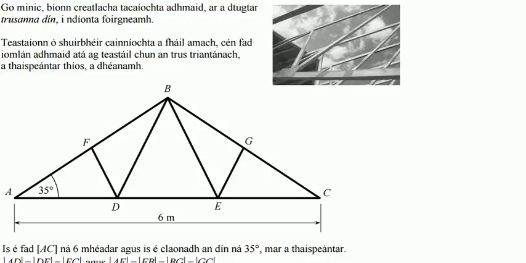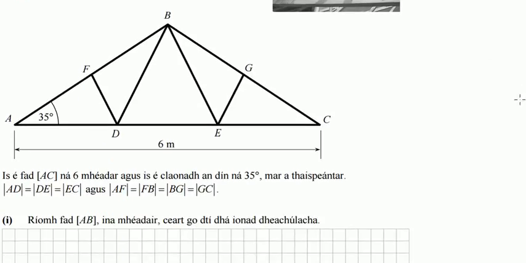In this question, we're asked to find the total amount of wood that we need to construct the roof truss. So first of all, looking at our diagram, we're given two different measures. We're given the angle of 35 degrees and we're given the length of AC, which is 6 meters.